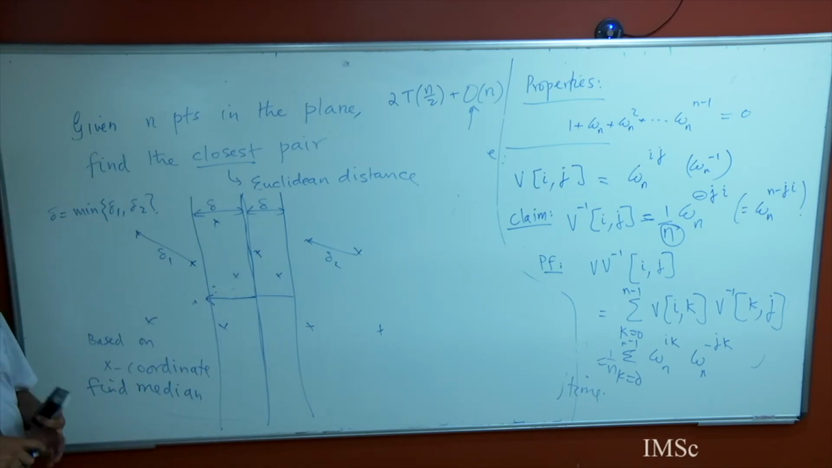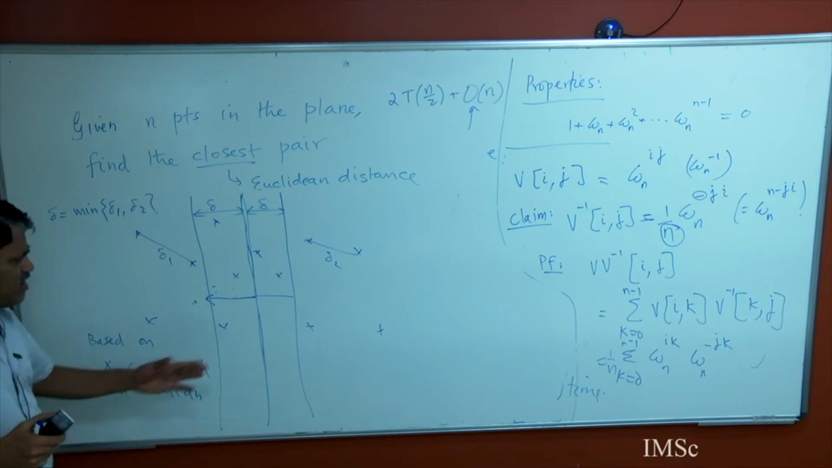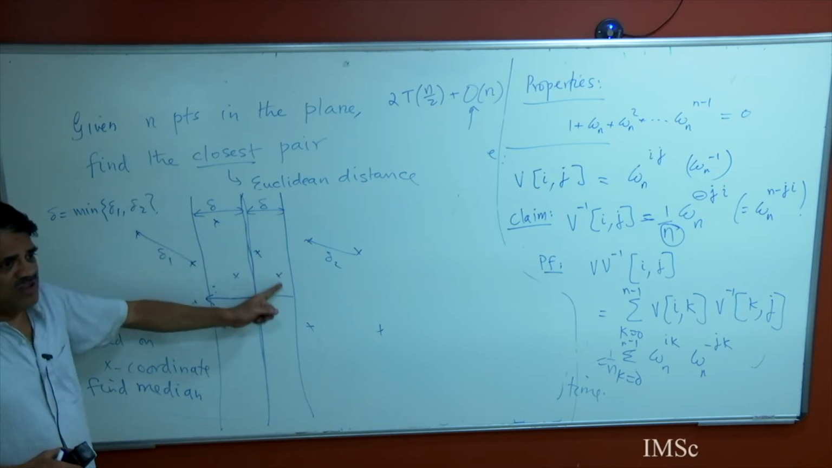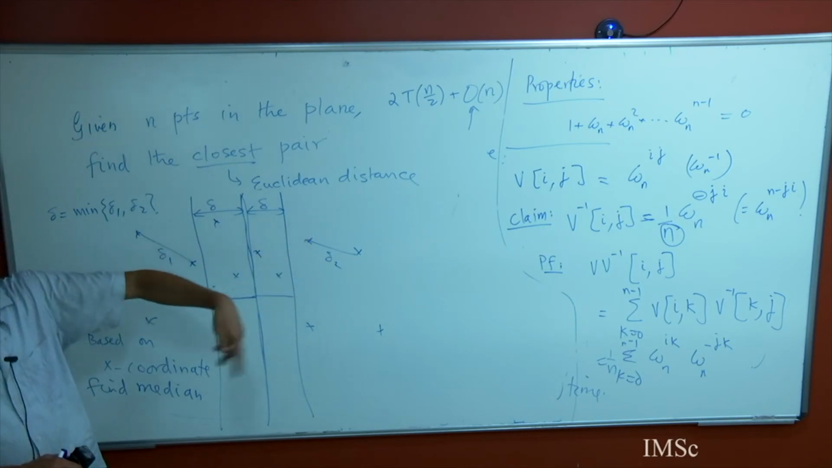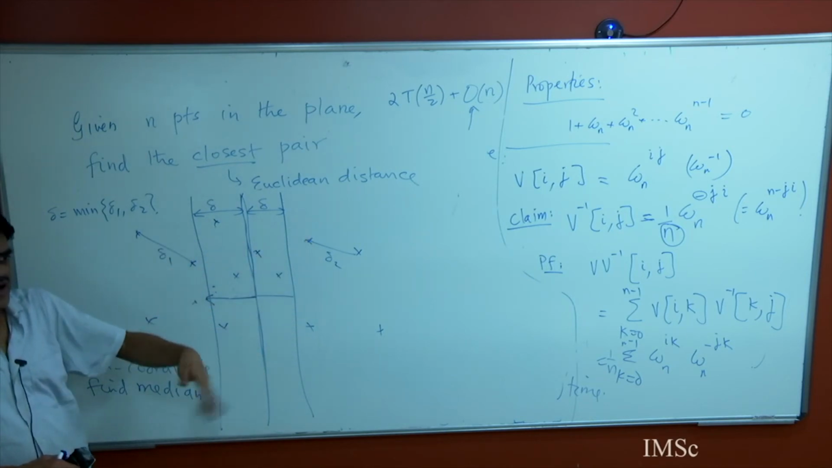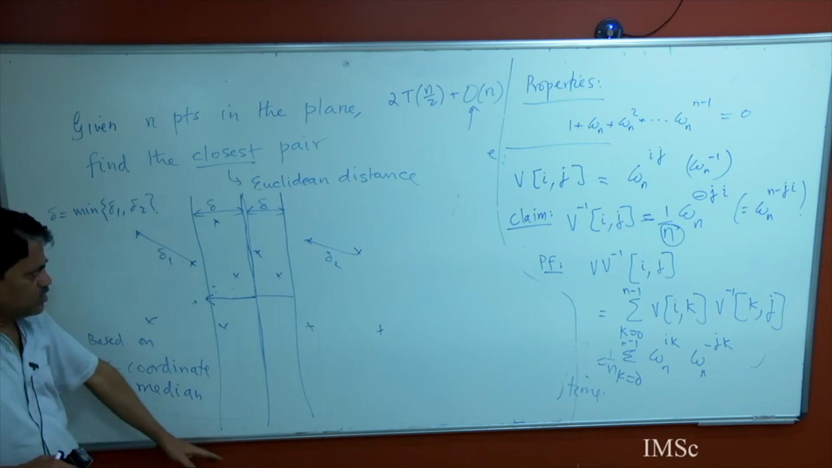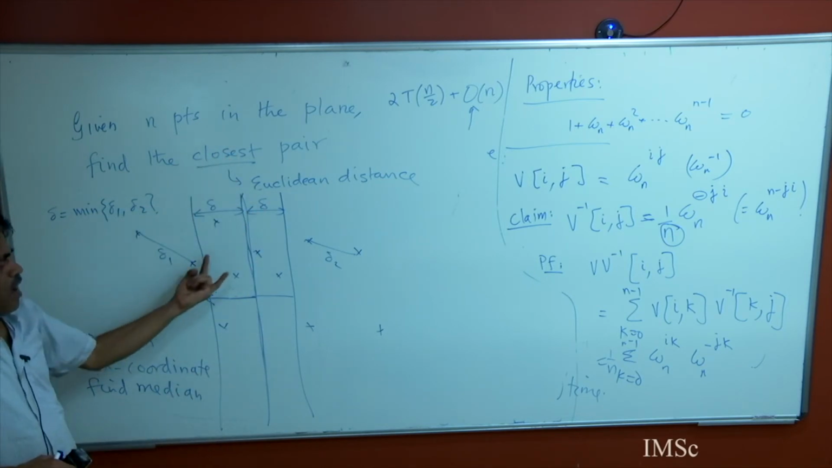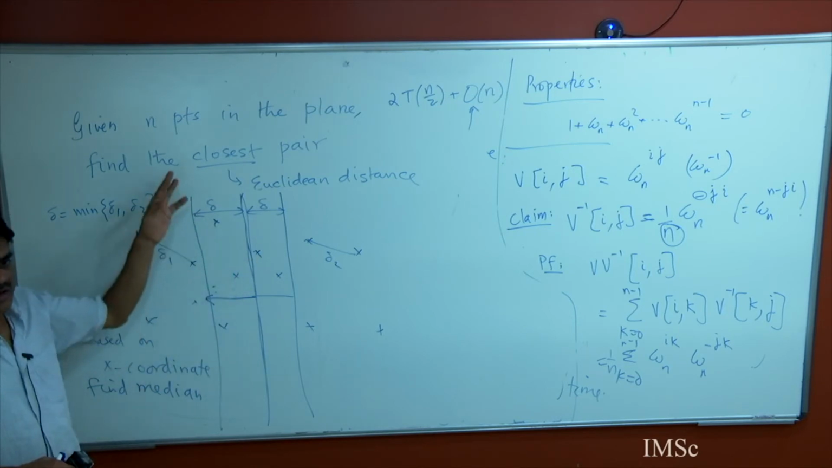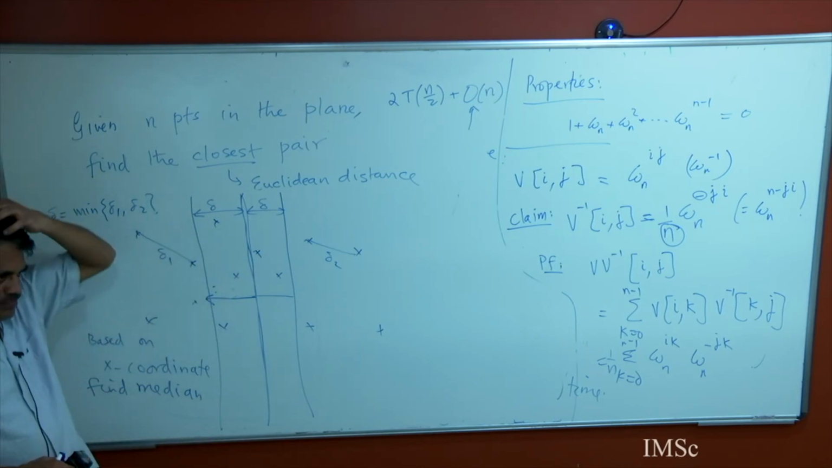Can I find those points? Yes, because I know the x coordinates of these points, and I just go through my list and see anybody whose x coordinate is beyond that, and throw them away. Good, okay. So now I have to find a point here and a point here and find the minimum among them.